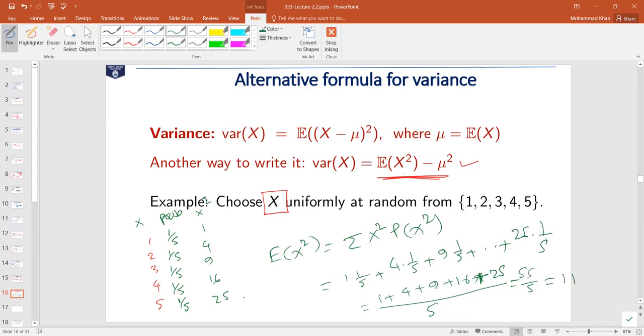Now mu squared. Mu equals 1 plus 2 plus up to 5, divided by 5. 15 by 5 equals 3. Now, if you want to find the variance of X, it is the expectation of X squared, 11, minus mu squared, 9. The variance will be 2. And if we use the other formula, we'll see that the variance will be the same.